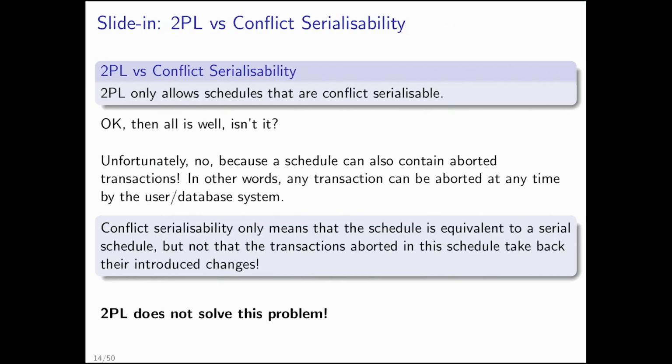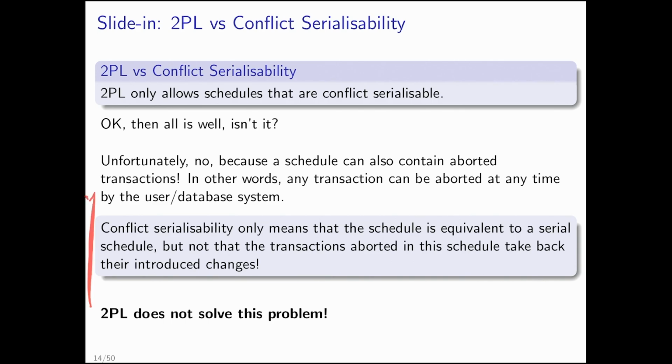No, we're not done, because in such a schedule there could also be aborted transactions, yeah? As shown before, the user can always say abort transaction, or for some other reason the database system may internally say, no, I abort the transaction, and then you're screwed. Then 2PL is not enough. This property is not strong enough.